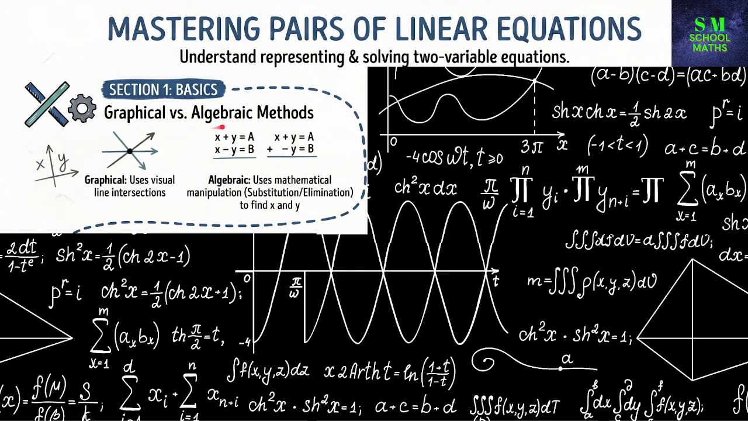Algebraic method. If you don't have graph paper, you use pure math. You manipulate the equation using two main techniques: substitution, replacing one variable, or elimination, cancelling a variable out. Both methods give you the exact same answer. One uses your eyes, the other uses calculation.